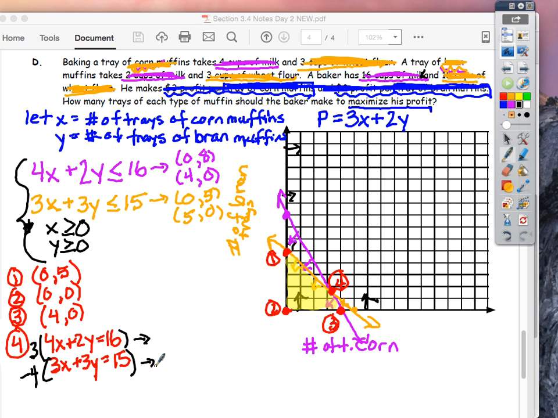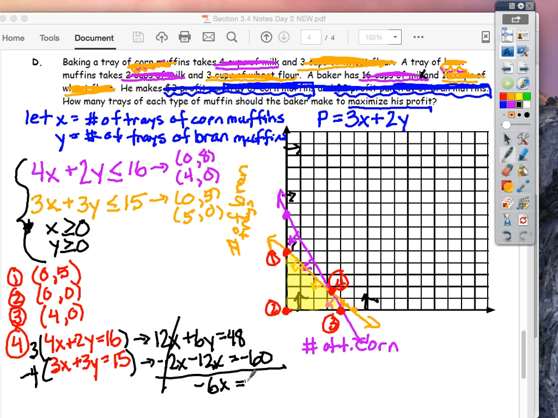Distribute the 3: 3x plus 6y equals 48. Then distribute the -4, that's -12x, minus 12x equal -60. Over here, cross that out. -6x equals -12. Oh, so x should equal +2. Or maybe not. Oh, that's y. I can't even read my own writing.